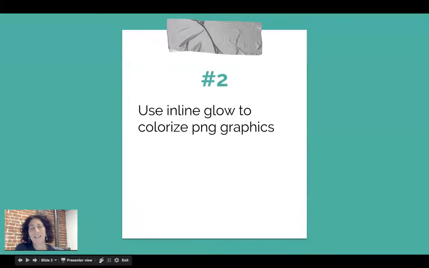Number 2, use inline glow to colorize PNG graphics. So through the years of Muse, when we first shipped, we didn't really support scalable vector graphics, SVGs, and everyone needed to rely on images for icons. And then we had sort of a baby step forward where we allowed you to include, in essence, vector or resolution-independent icons if you created a font using something like Font Awesome and then typed the characters of that font on your keyboard.